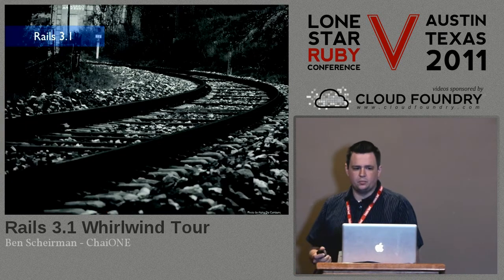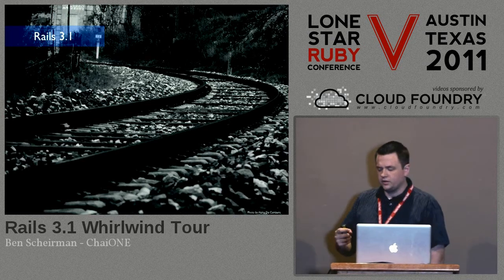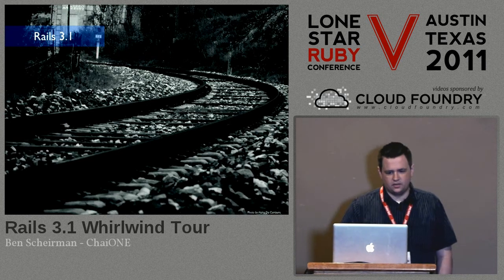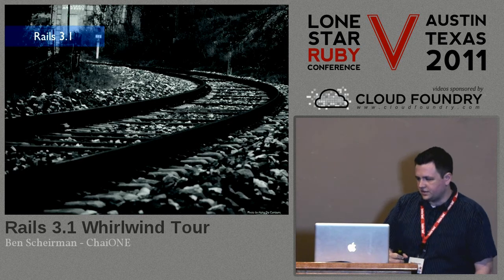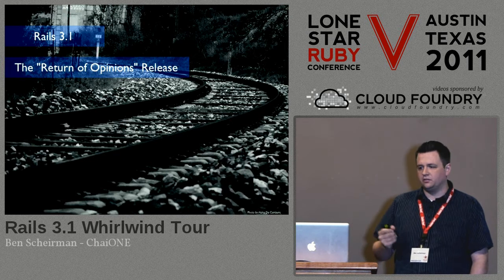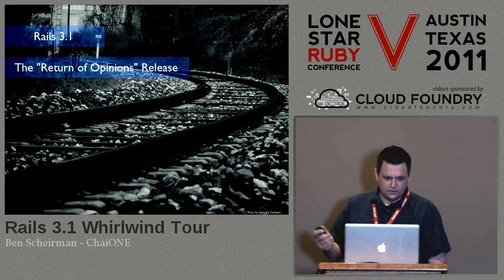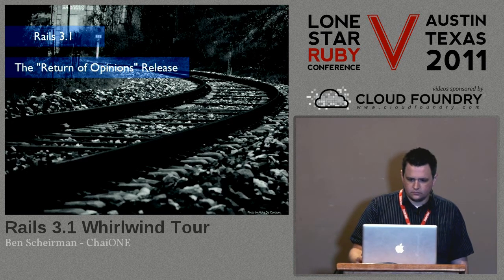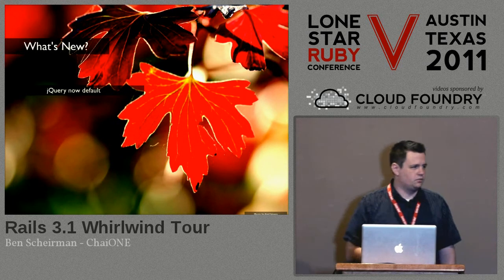All right, so Rails 3.1. If we take a look at what Rails 3 brought to the table, we saw a lot of componentization, the merging of the Merb project, and basically everything became pluggable. Well, Rails 3.1 is what I like to call the return of opinions release. And there are some pretty strong opinions in Rails 3.1. So for a dot release, it's actually quite significant.